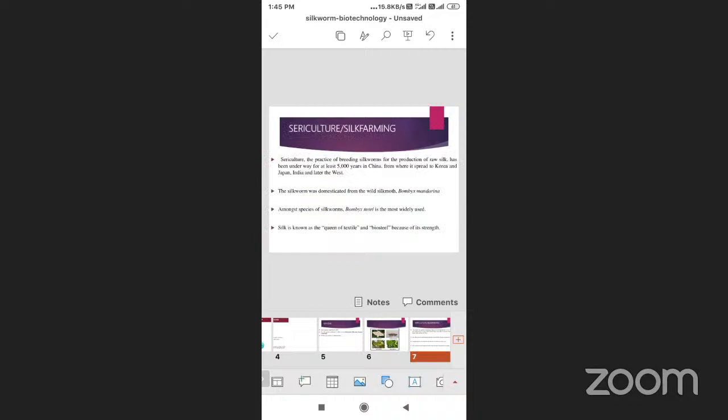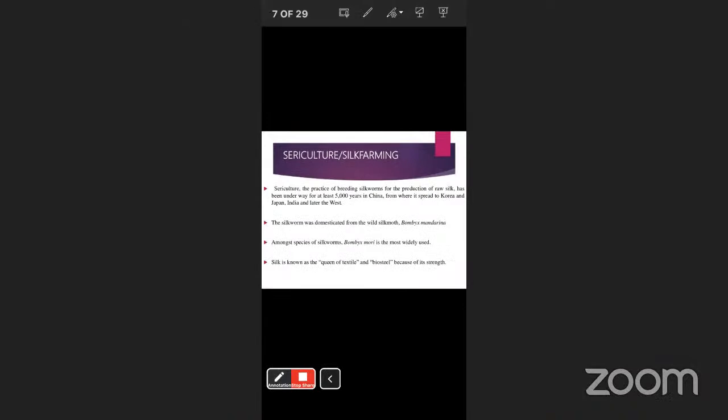The culturing and extracting of silk from the cocoons is called sericulture. This sericulture first started in China and spread to Korea, Japan, India, and later to the whole world. The first species from which silk was extracted is Bombyx mandarina. Silk fiber has one more name: queen of the textile industry. In which country was it first domesticated? In China, 5 years back. Later it spread to Korea, Japan, India, and the rest of the world.